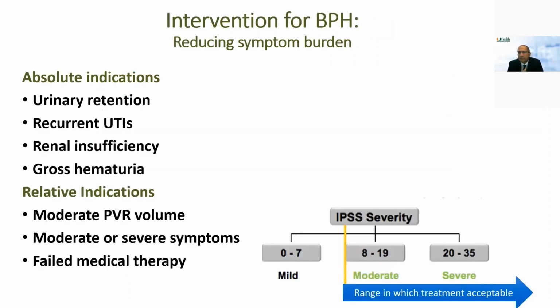But when we follow these AUA guidelines in terms of intervention for BPH, what are the absolute indications? Patients who present with urinary retention and have failed voiding trials. Patients with recurrent UTIs. Patients having renal insufficiency secondary to BPH, and gross hematuria. These are the 4 absolute indications. When it comes to relative indications, moderate PVR volume, but again, more than 300 is definitely considered significant and should be addressed. Moderate or severe symptoms, failed medical therapy, these are all relative indications.